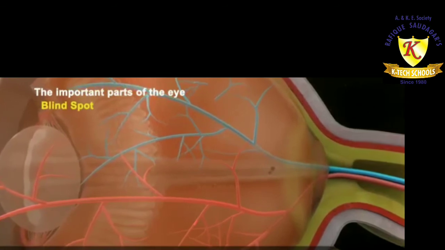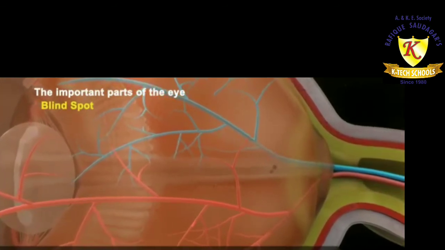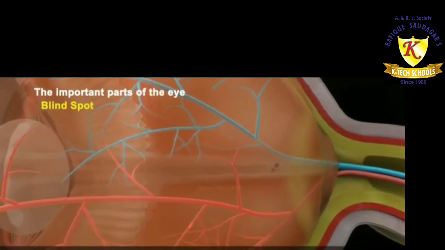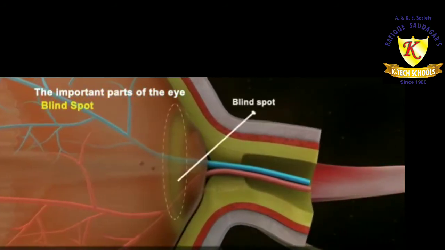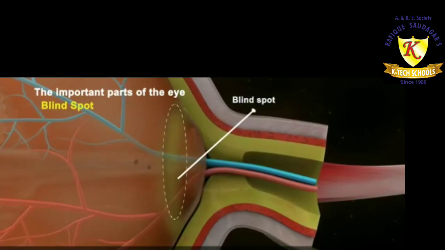Blind spot. It is a spot at which the optic nerve enters the eye and is insensitive to light, and hence the name given. Let us discuss the accommodation of the eye and power of accommodation.